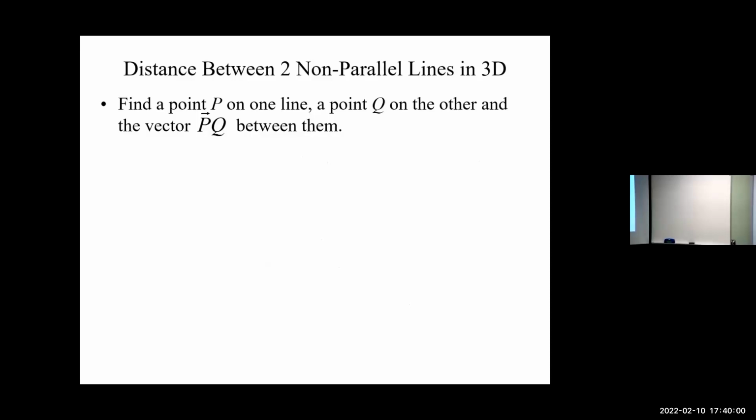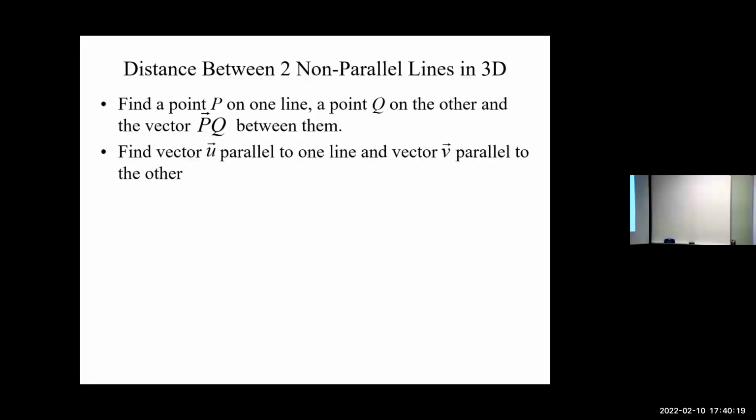So we find a point P on one line and a point Q on the other. Okay, this is going to be a very similar idea. We don't care that those points aren't lined up. Any point that's easy to find. All we need is a vector between the 2 lines.